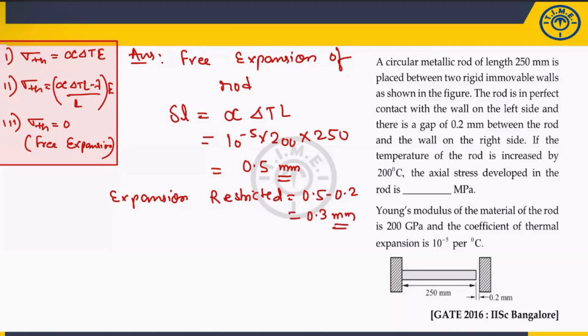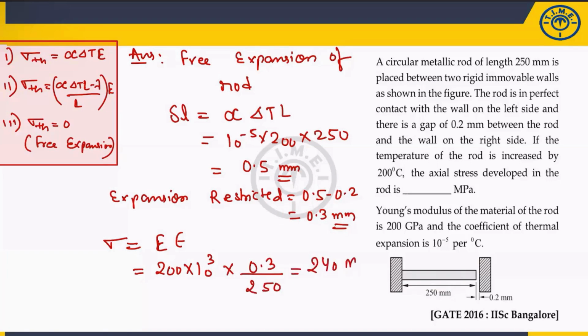0.3 mm. Now, if you want to calculate the stress value, how will you calculate the stress? You know one more formula. Stress is E into strain. Is the Young's modulus given? Yes, 200 into 10 to the power of 3. What is the strain value? The strain you can calculate as the expansion which is restricted divided by the total length, so 0.3 divided by 250. Once you solve, you will get 240 megapascal.